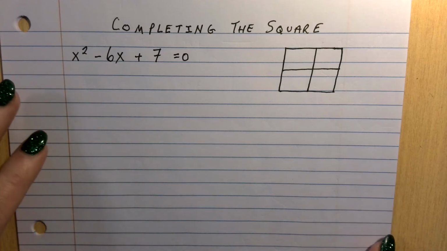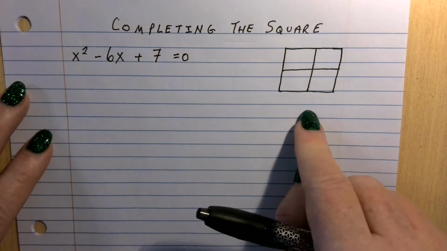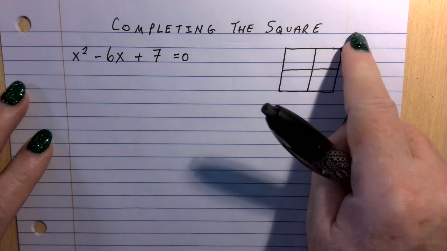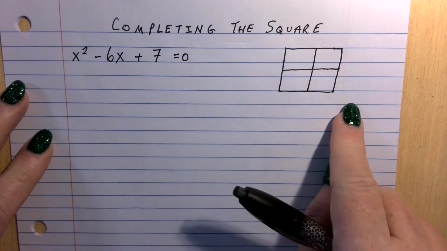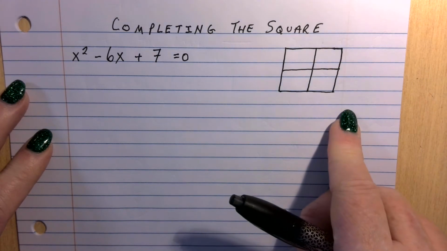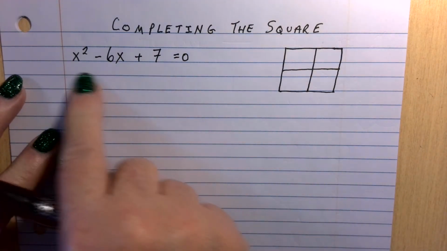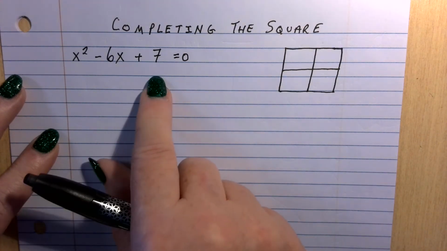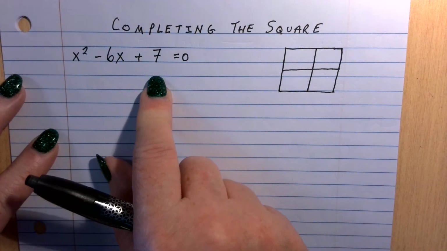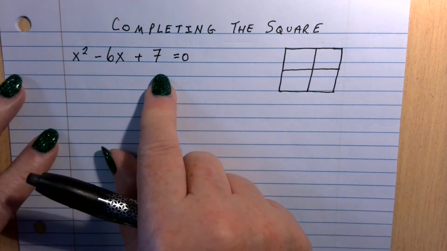Completing the square. If this was a square, the length and the width would be exactly the same. That's what we want to happen. If we were able to factor this... this is not factorable. If we were able to factor this, it wouldn't be a square the way it is now. So we need to figure out what we can do to make this a square.